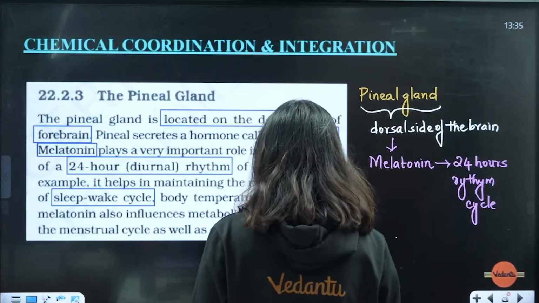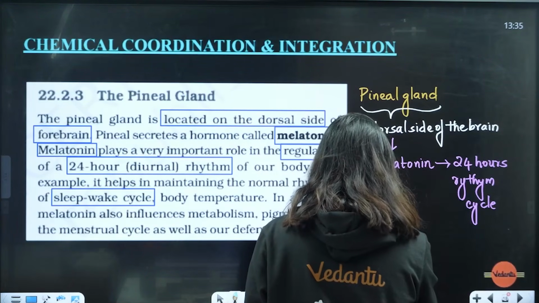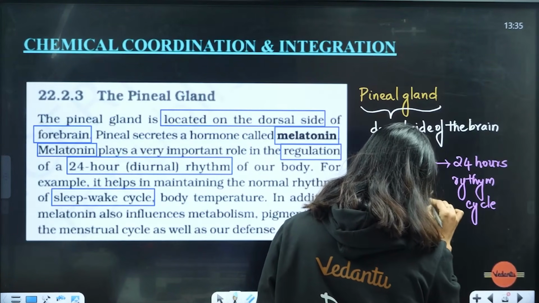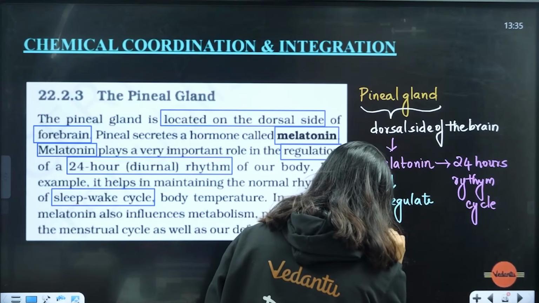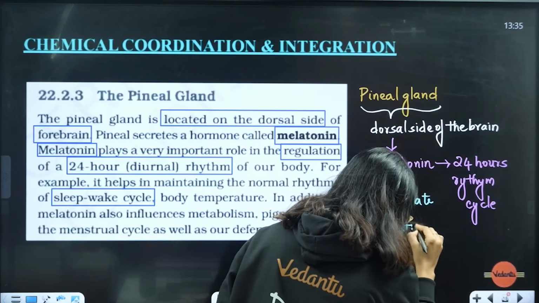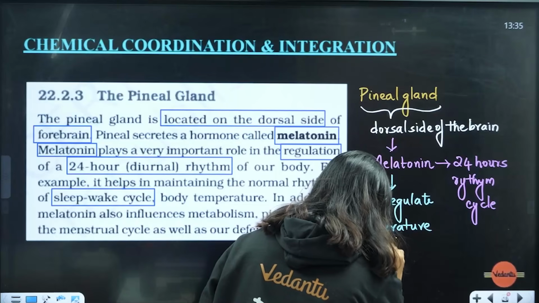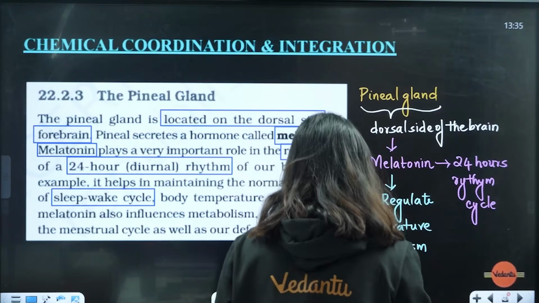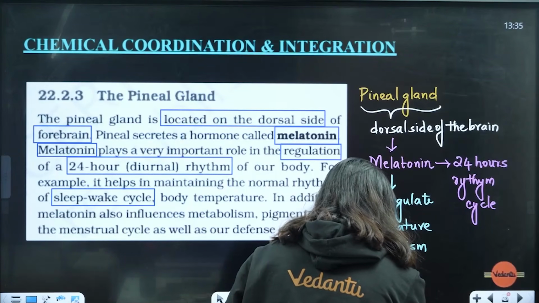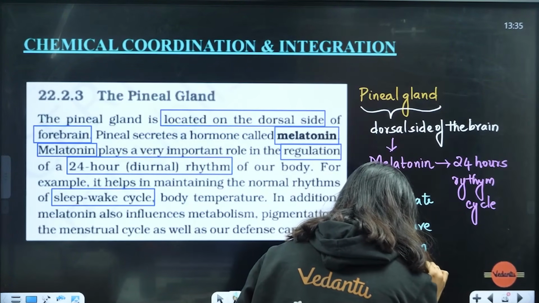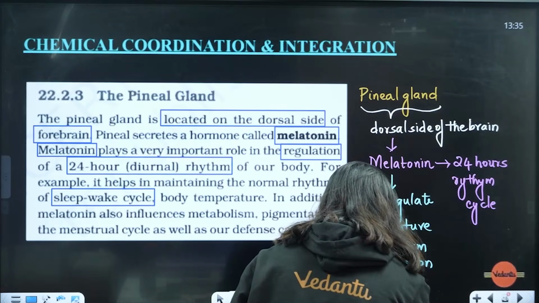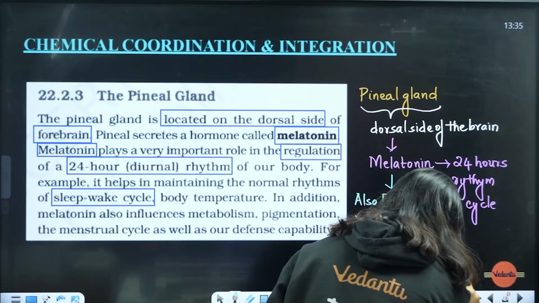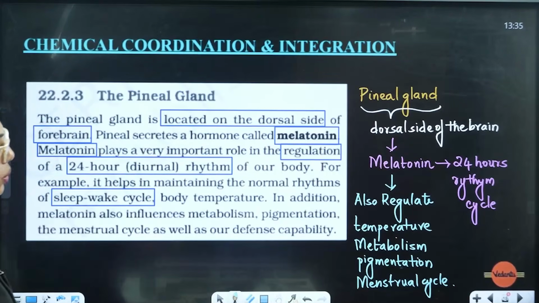It will also regulate body temperature, metabolism, pigmentation, and the menstrual cycle. So this is your pineal gland.